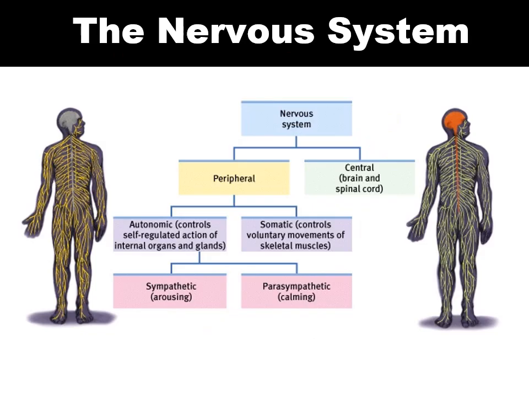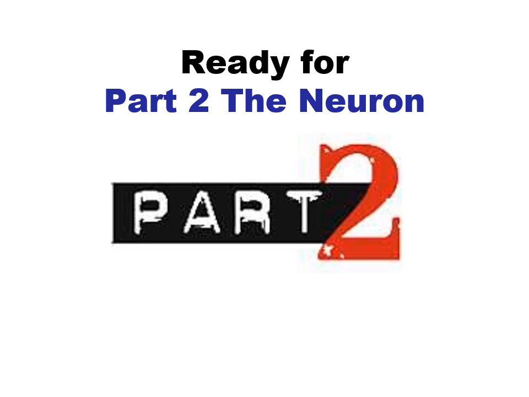And again, here's the entire nervous system in case you needed to complete your chart. And that is the end of part one. You are now ready for part two, the neuron.